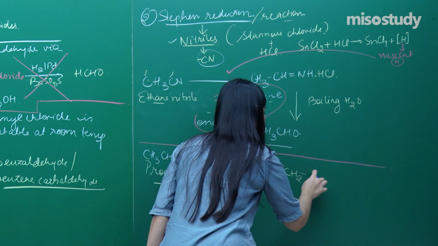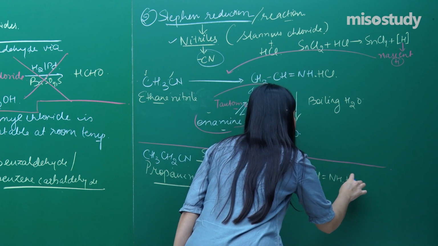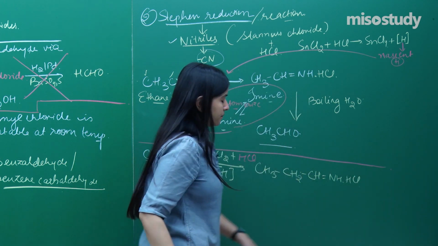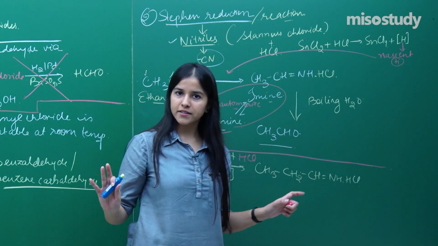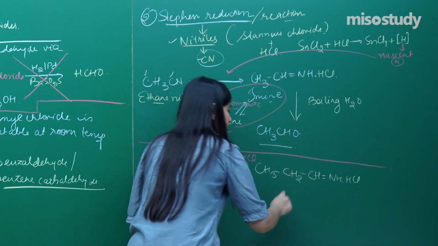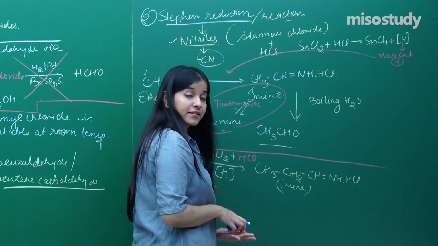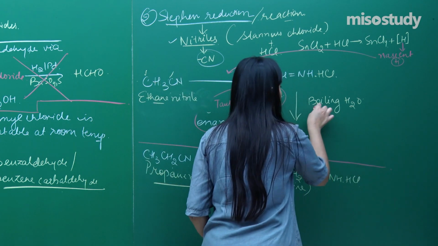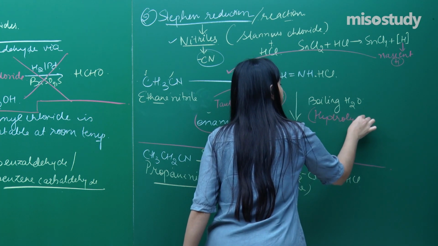CH2, CH double bond NH dot HCl. Even if you don't write this dot HCl, it is still correct, right? It does not matter actually. Next, this is the imine which is formed. You need to mention it, and again the boiling water. Here basically this process is hydrolysis, right?